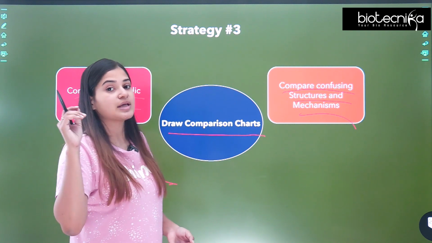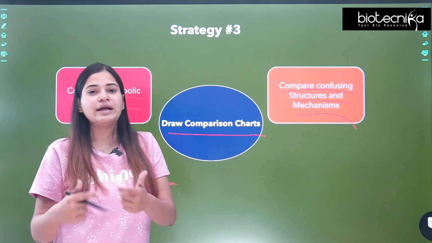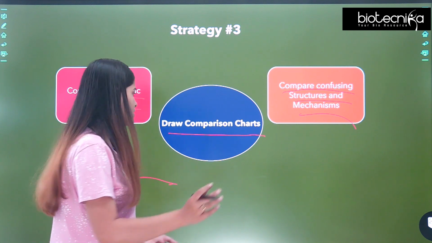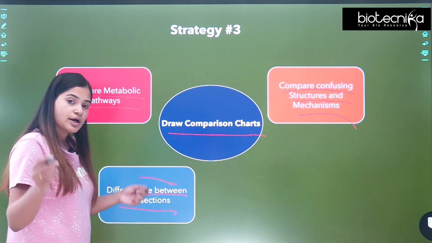So mechanisms and structures need to be compared, because you will get confused and you might make a silly mistake even if you know the answer. So you should compare. The third pointer is that you should differentiate between subsections.